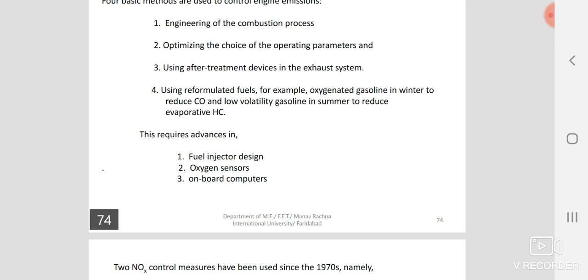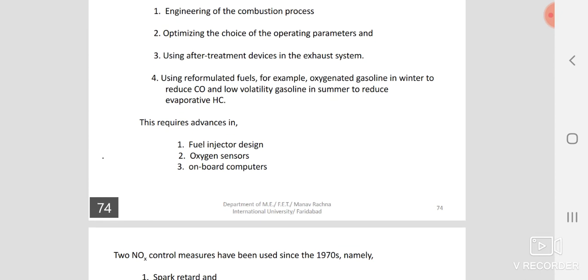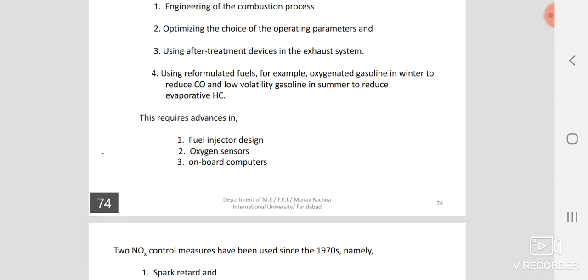Oxygen sensors, a lot of oxygen has to be there. You have to see in air fuel mixture, the more of air, more of oxygen. The leaner the mixture, better it is for pollution. So you try to use lean mixture. Lean mixture means what? Air is more, fuel is less. Air more means what? Oxygen is more.